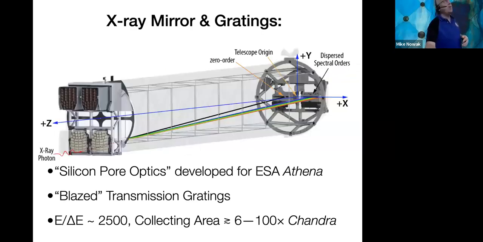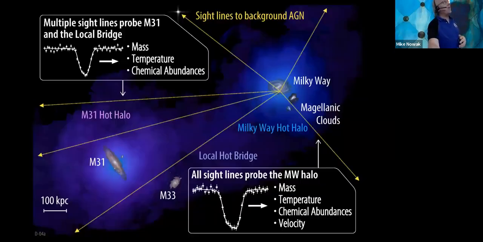And that's a little bit of a sketch of what the spacecraft looks like. We're going to use background active galactic nuclei to shine X-rays through the intergalactic and what we call the circumgalactic medium, and look for the absorption of these X-rays to characterize the properties of that gas. And that's what our mission is going to be.